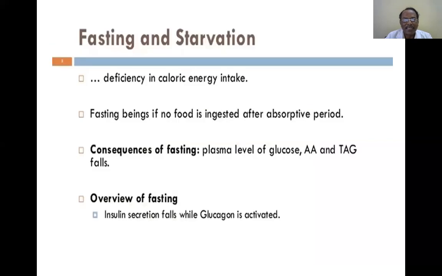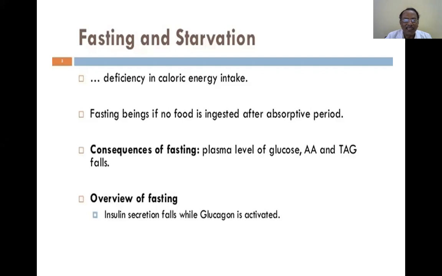We have two states, fasting and starvation. What is fasting? The human being especially, or even certain animals, get food only at specified intervals. Certain canines are animals who live on non-vegetarian food. That means they may get a kill sometime, and then an animal may be available or not available, and hence they do not know when they will get the next food.